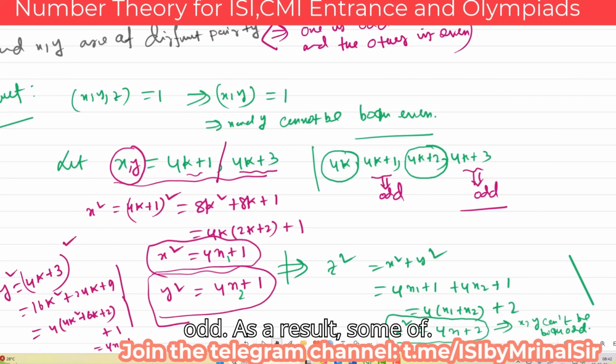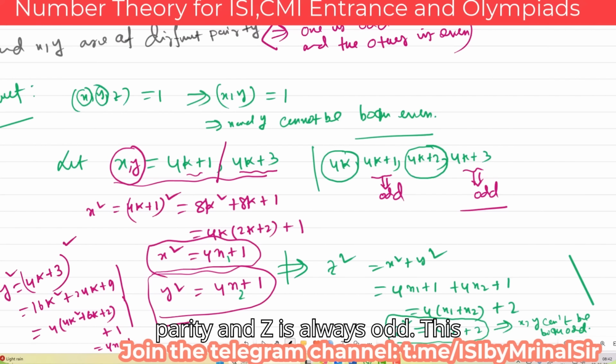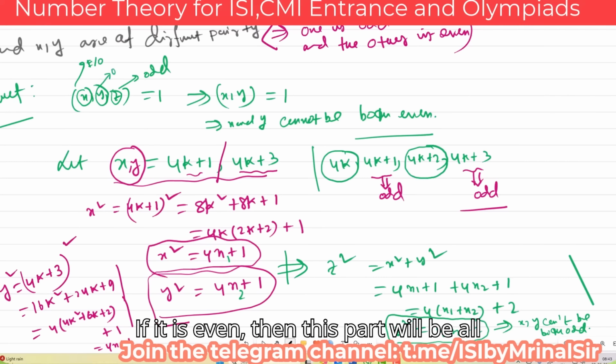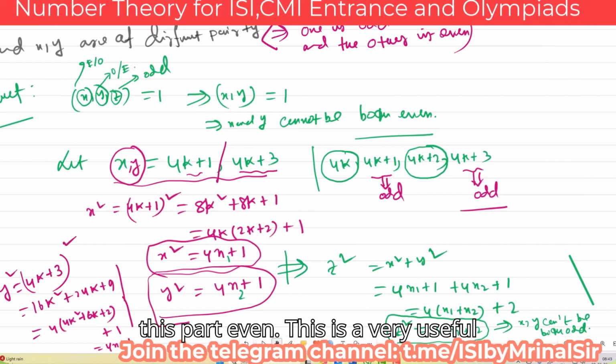As a result, the sum of an even square and an odd square is always odd. Okay? So it is obvious that if x, y and z are a Pythagorean triplet, then x and y are of opposite parity, and z is always odd. This part is always odd. This part may be even or odd. If it is even, then this part will be odd, this part even. This is a very useful property of Pythagorean triplets.